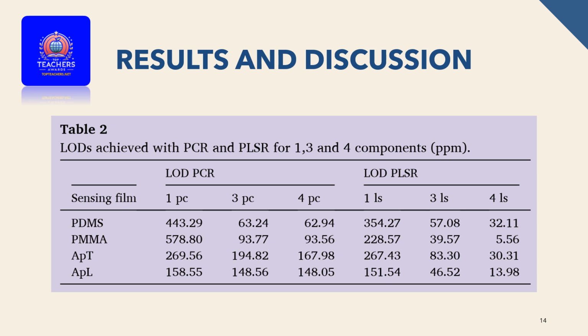With PCR, the results show that the best response was obtained with the PDMS sensor, reaching a LOD of 63.24 ppm with 3 components and 62.94 ppm with 4 components. On the other hand, with PLSR, the best response was obtained with the PMMA sensor, reaching an LOD of 5.56 ppm using 4 components.